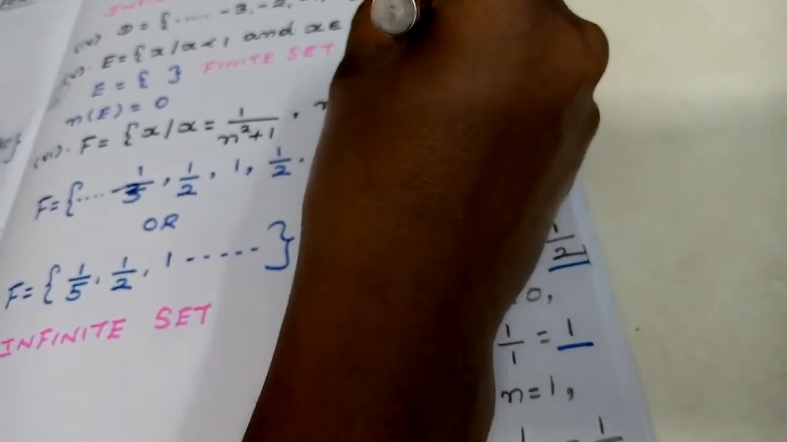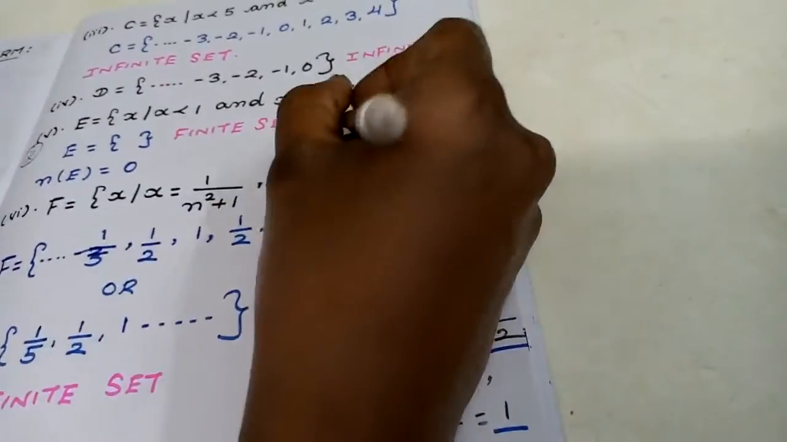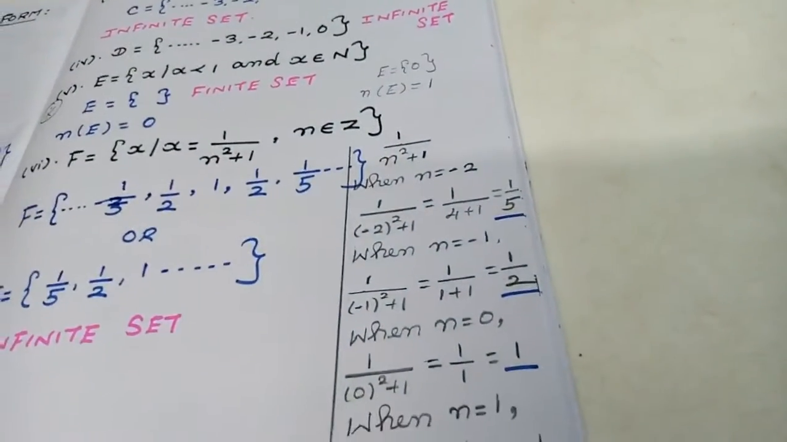Suppose you have E equal to a set in which I write one element, 0. If I count, n of E will be 1. One element is there.